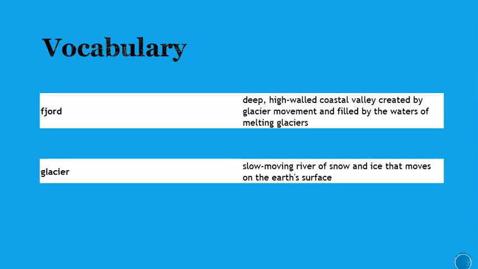There are two vocabulary words. They are fjord and glacier. A fjord is a deep, high-walled coastal valley created by glacier movement and filled by the waters of melting glaciers. A glacier is a slow-moving river of snow and ice that moves on the Earth's surface.